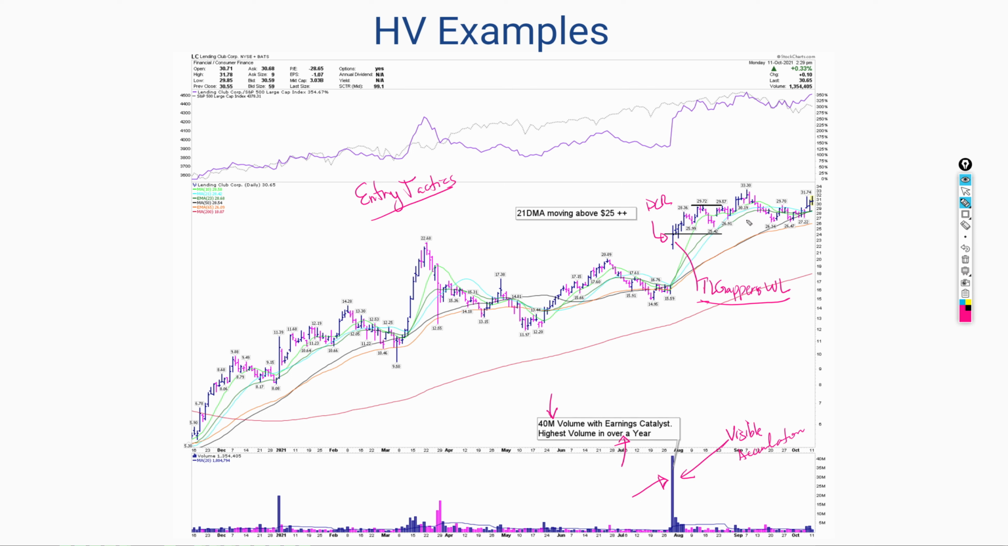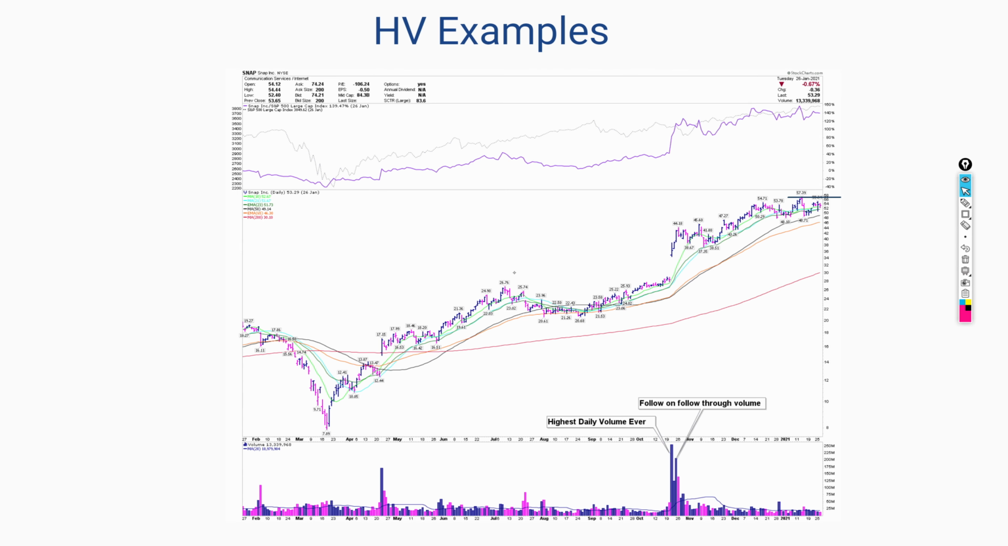and we'll go in depth into, once you have this in your universe and you have this edge on the charts, how do you actually enter the name to get a return out of it. Let's move on to the next one. The next one is Snap. So Snap was an example of the HVE, right? The highest daily volume ever.